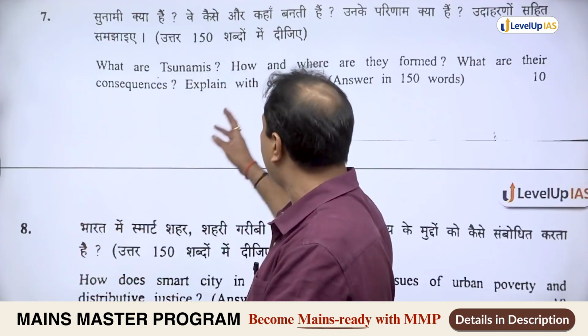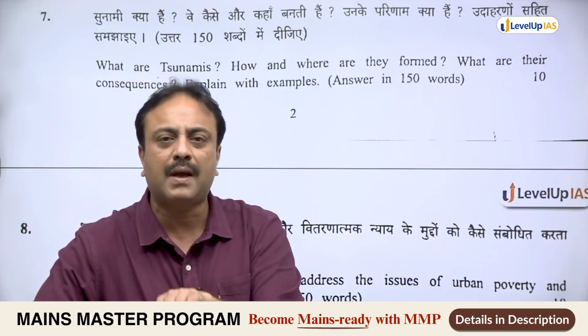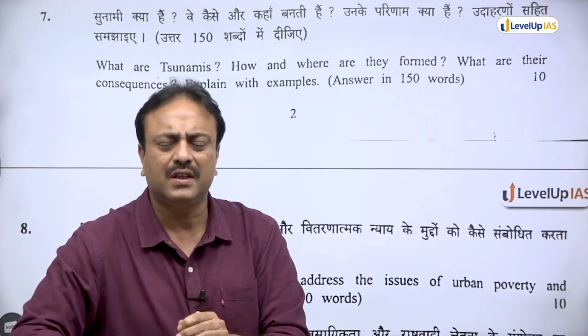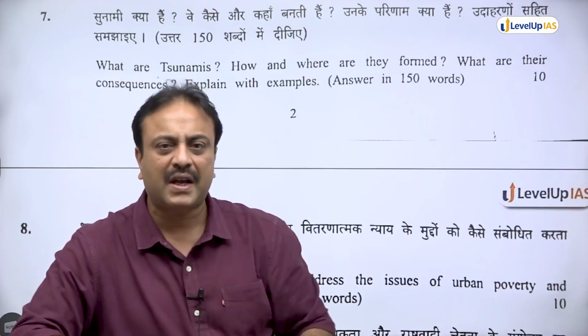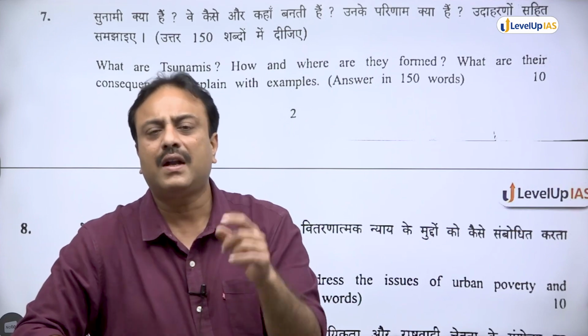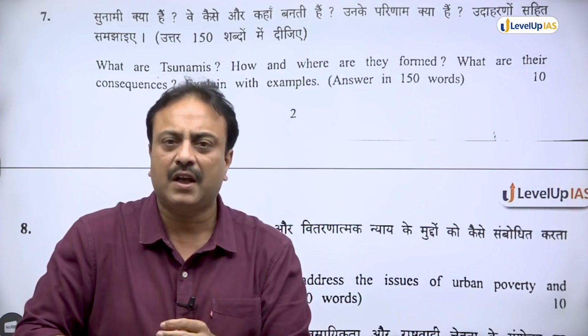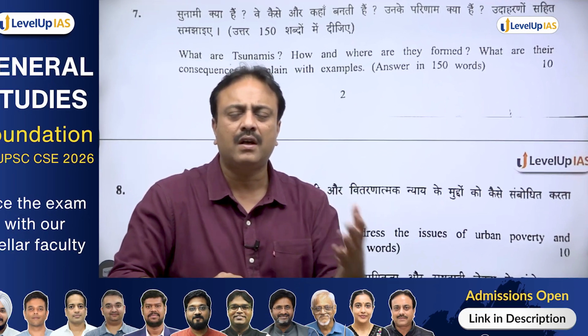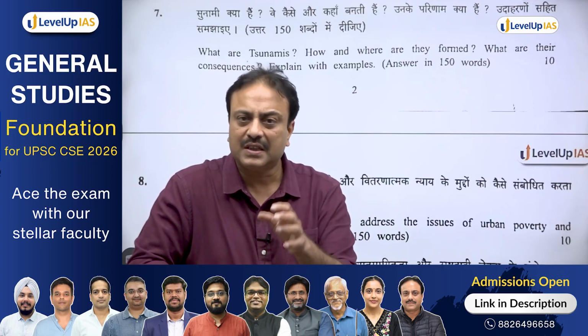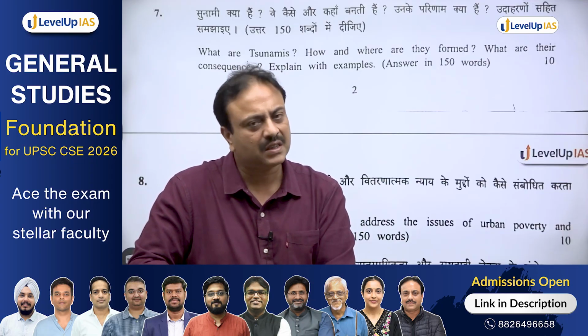What are tsunamis? Then how and where are they formed? The primary and foremost reason for the formation of tsunami is earthquakes. Mega earthquakes taking place in submarine regions can be one of the reasons. Another reason can be underwater or submarine volcanic eruption, a huge volcanic eruption in the underwater region. Then the third aspect can be heavy landslide in the submarine region.